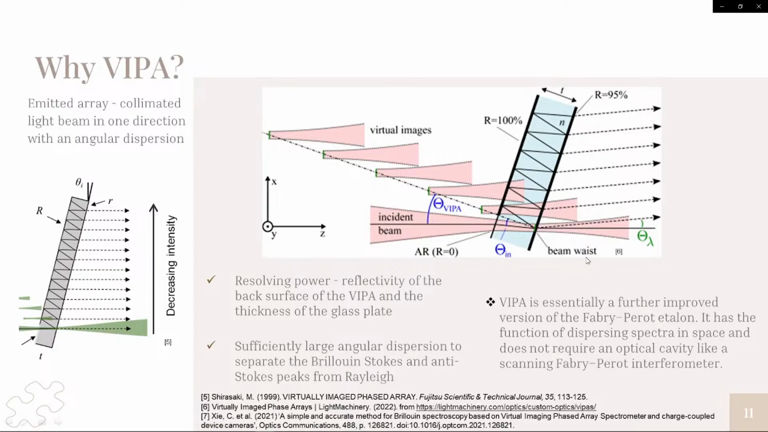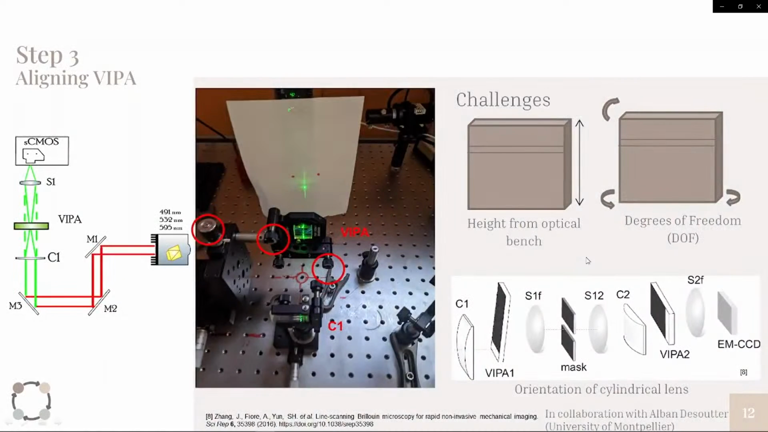So step 3, how do I align a VIPA? I understand that I'm going to build a Brillouin microscope for biological samples, and I have chosen my VIPA. How do I align the system? The system that I use to align is one of the most simple systems that you can use, but it has absolutely nothing to do with my final optical design.